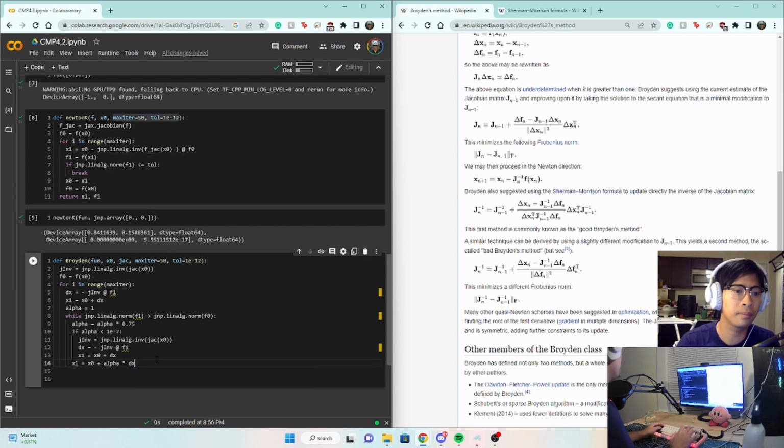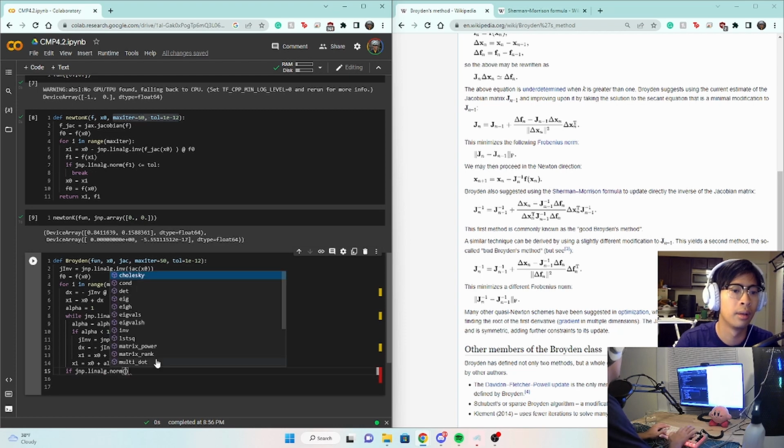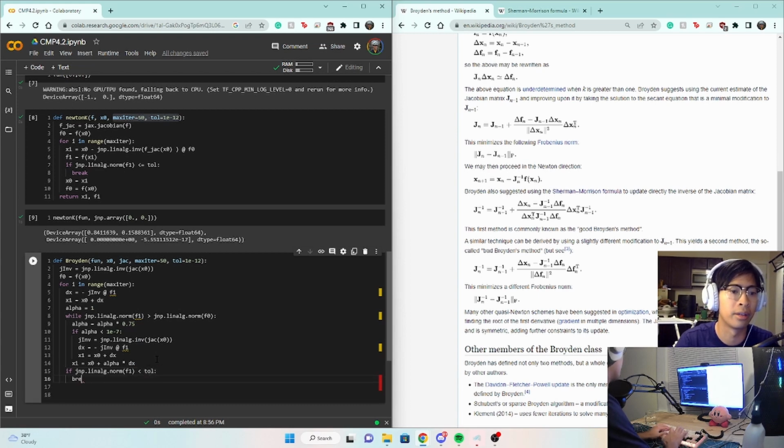So if we are making good progress, what would I like to do? I'd like to also check if we have a solution yet. So if the norm of the f1 matrix is less than the tolerance, then I'd like to break.